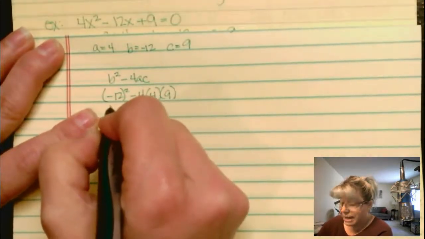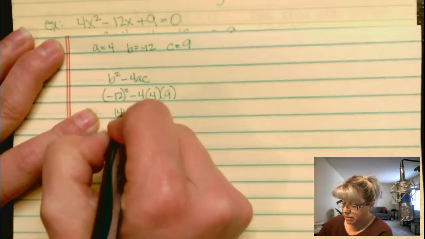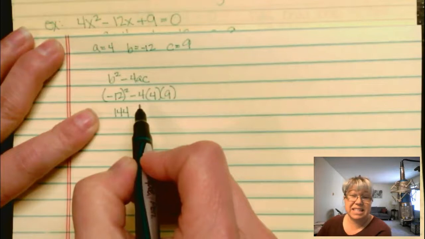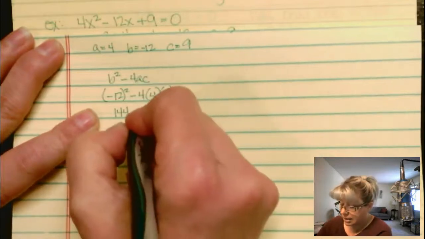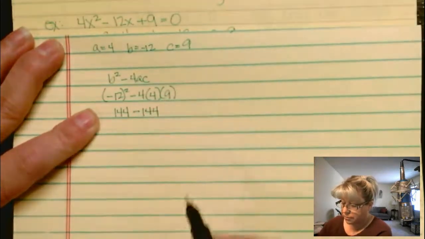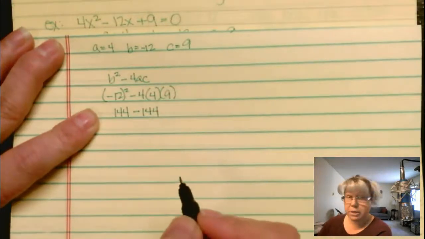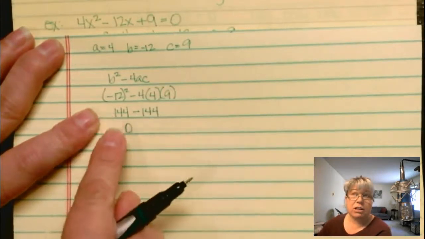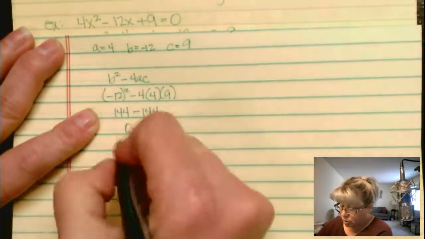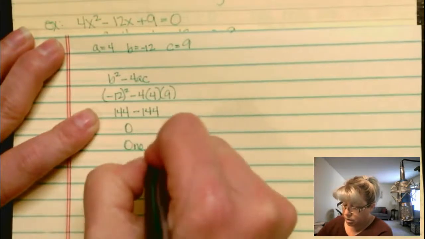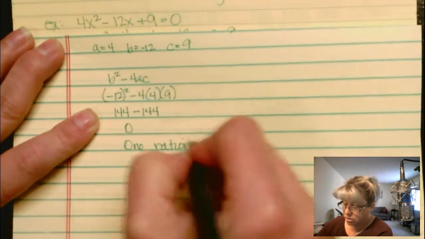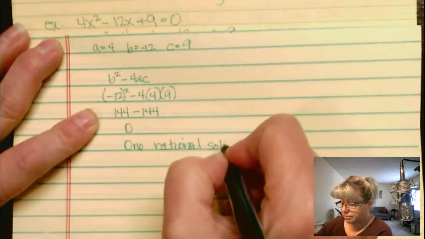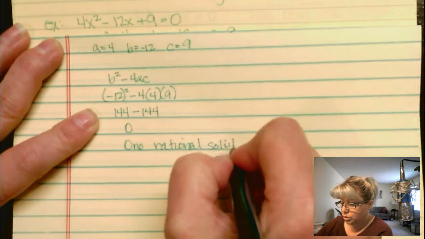Negative 12 squared is 144. And negative 4 times 4 is negative 16. Negative 16 times 9 is negative 144. Well, 144 minus 144 is 0. Because our determinant is 0, we will have one rational solution to this quadratic equation.